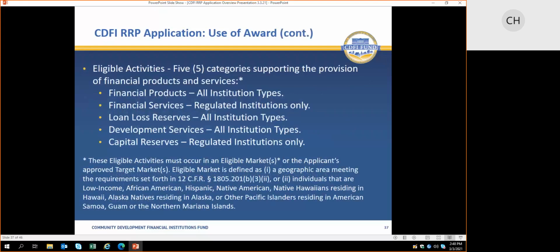Again, as I discussed earlier, there are 5 eligible activity categories supporting the provision of financial products and services, all of which must occur in an eligible market and/or an applicant's approved target market, and they are financial products, financial services, loan loss reserves, development services, and capital reserves. And it's important to note that only regulated institutions are eligible to utilize an award or authorized to use an award for financial services or capital reserves.